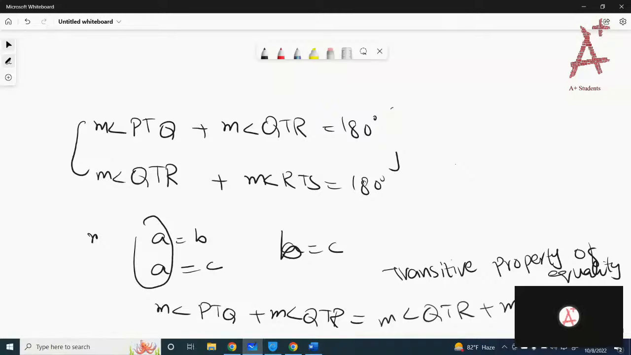A equals B and A equals C, so B and C are both equal to A. That means B and C are also equal. Got it? Here you have B and C. That is the transitive property of equality. Got it?